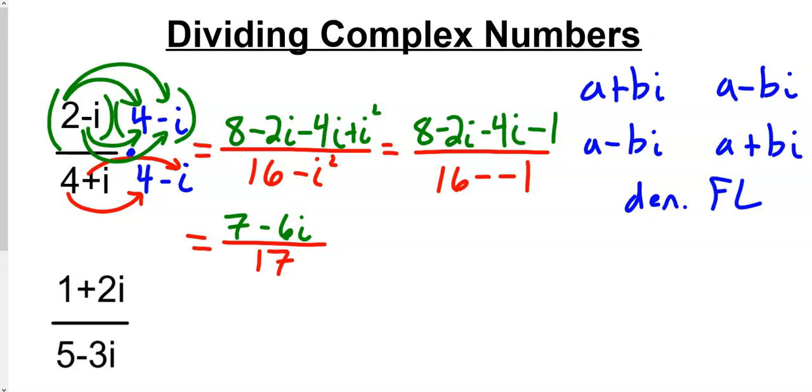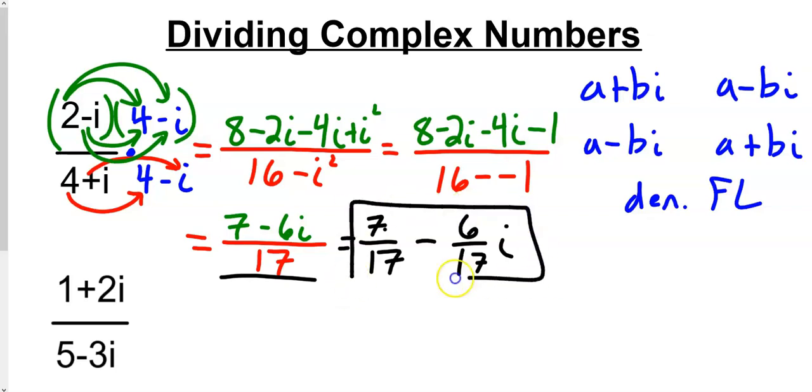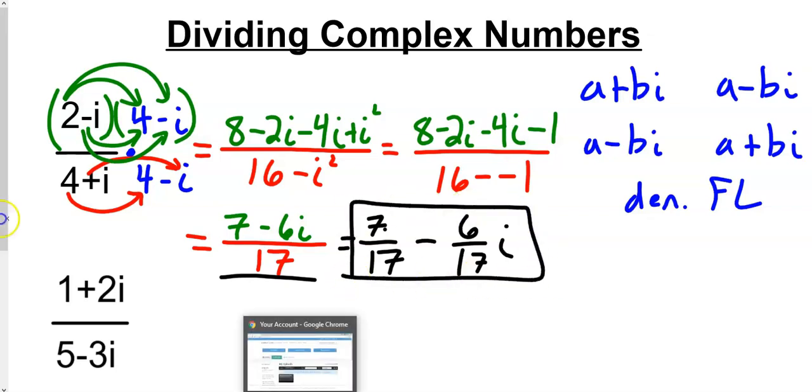If they want this written out as a complex number, this final answer really represents 2 fractions. One where it's 7 over 17, minus the other one, which is 6 over 17 i. So there you can see the real part and the imaginary part. All you do is slap 17 under both numbers and separate them out. So you can write it like the first one, or you can write it like the second one, depending on which one they're asking for. Okay?